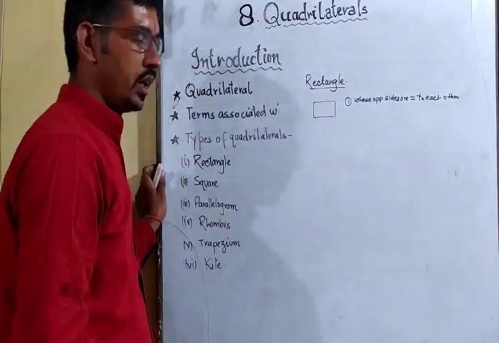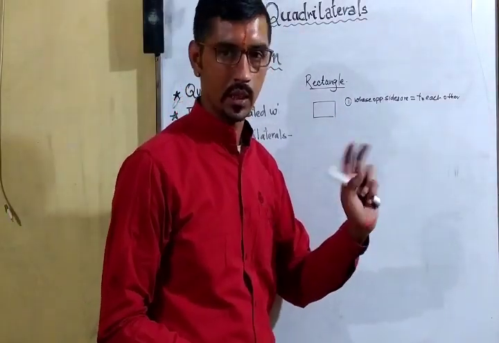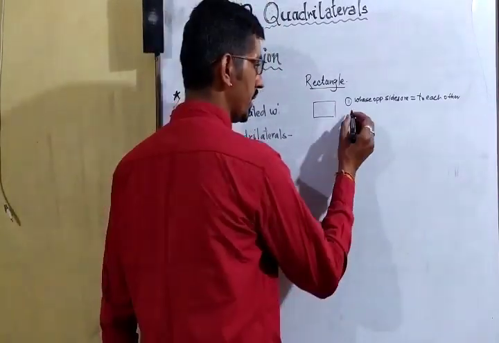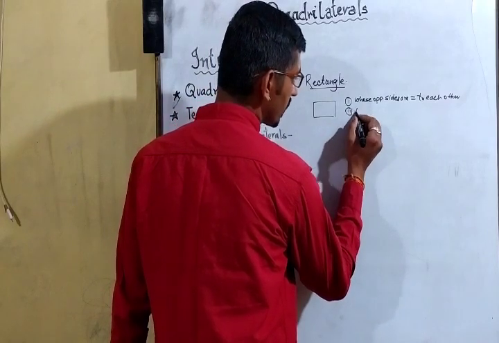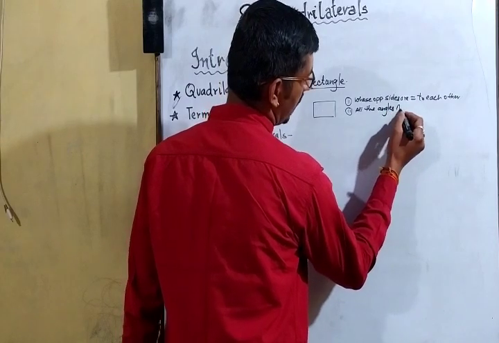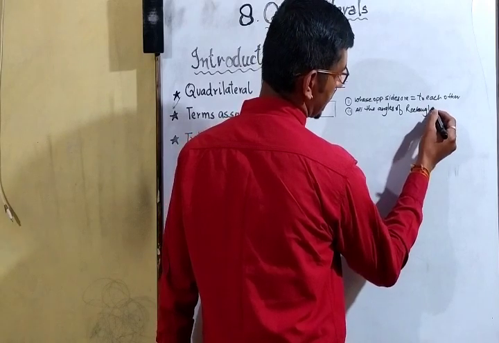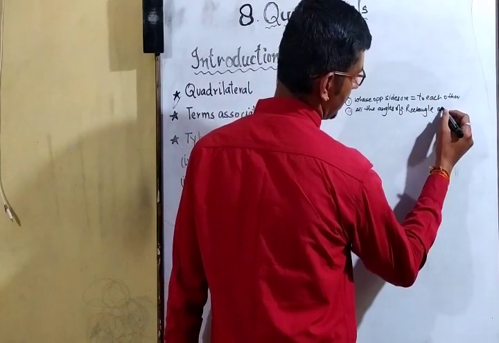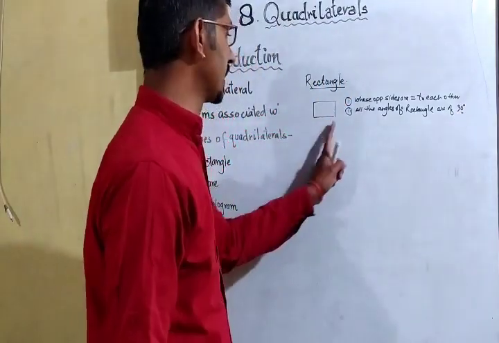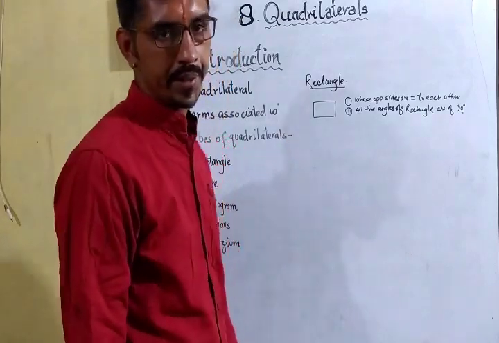Simple. What is a rectangle? A four-sided closed figure whose opposite sides are equal to each other. Type of quadrilateral whose opposite sides are equal to each other. One more property of rectangle is all the angles of our rectangle are of 90 degree. That means जितने भी angles हैं, this angle, this angle, this angle, as well as this angle are of 90 degree.